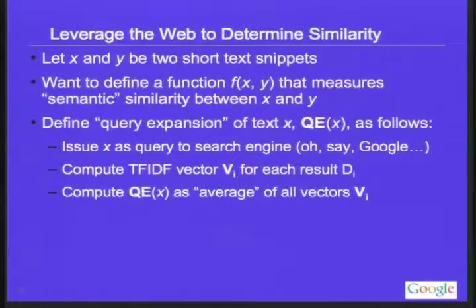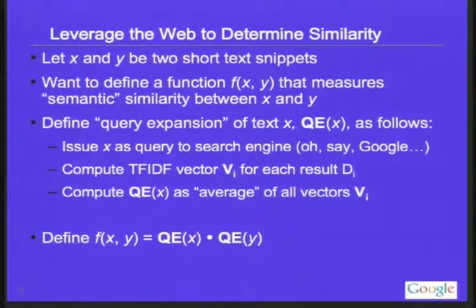You can take each of those documents as your result set, and you can start defining the QE of x to be the average of all the vectors. So essentially, for every TF-IDF vector that you have for a given result document, the query expansion of x, which is the keyword that I sent out, is the average of all the TF-IDF vectors across all the documents. And you can define the similarity between x and y, the two text snippets that we want to find the similarity between, to be QE(x) dot QE(y).